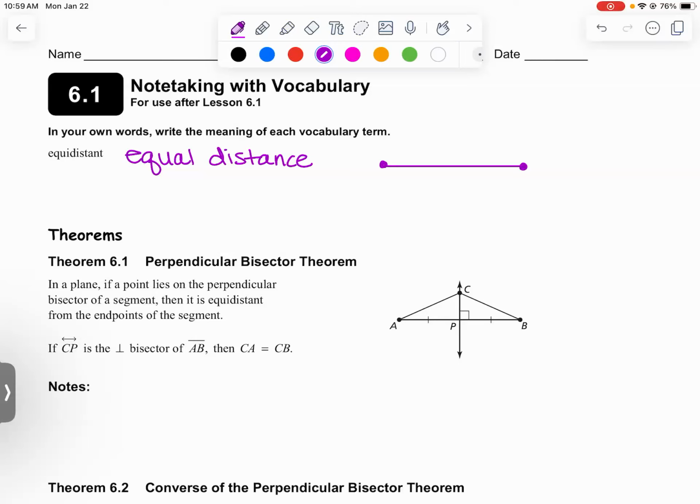How do you spell equal? E-Q-U-A-L. There's no I. I said E-Q-U-A.